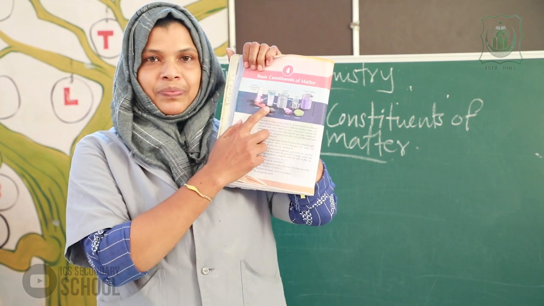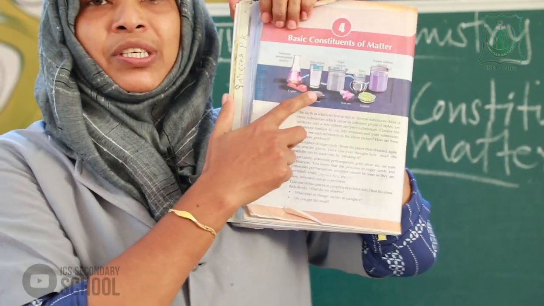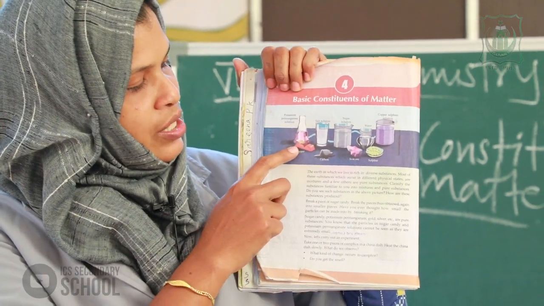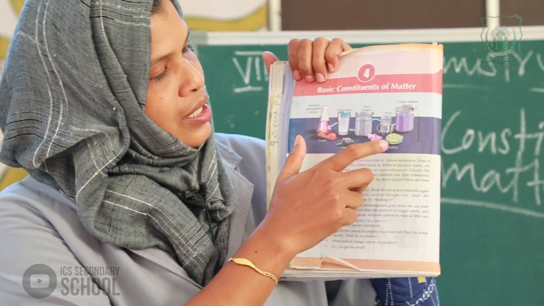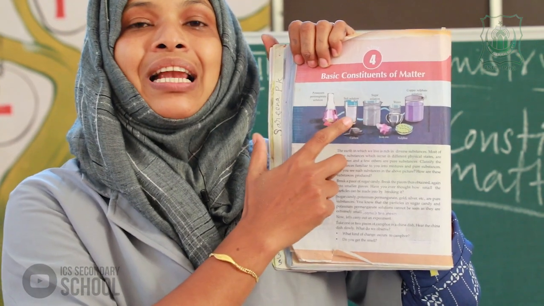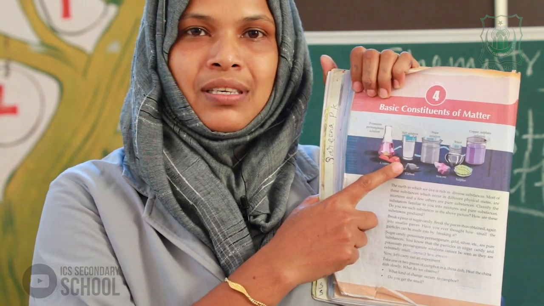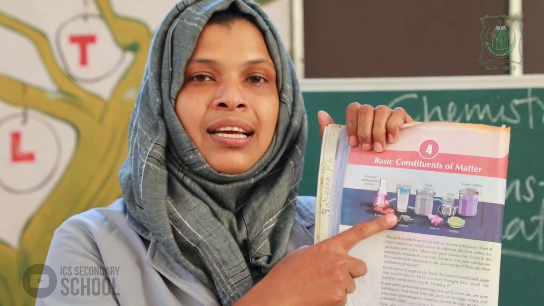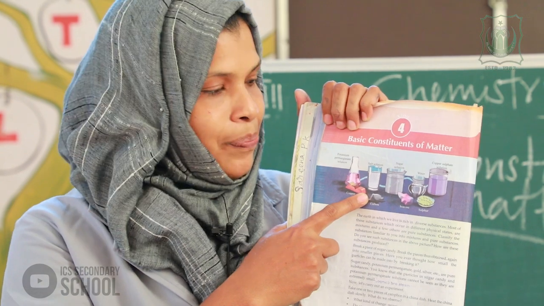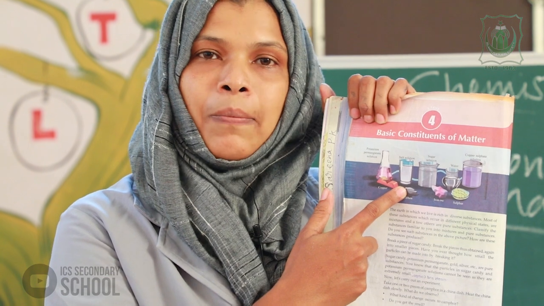Look at the picture. There are different types of substances in this picture. There is a potassium permanganate solution, carbon, sulfur, sugar solution, salt solution, etc. You should classify these substances into pure substances and mixtures. You have already studied what is a pure substance and what is a mixture.